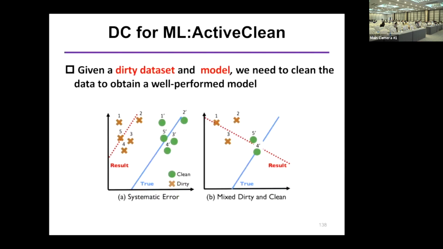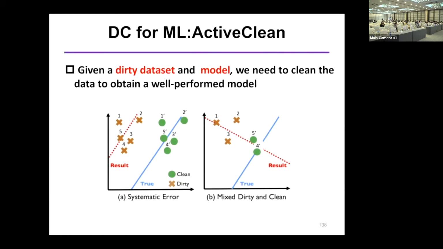Then let's see a concrete method about data cleaning for machine learning. First, ActiveClean. It first justifies whether we need to clean the data to obtain a well-performed model. So from figure E, this cross denotes the dirty data. There are 5 data objects, and the green ones are the clean versions of these crosses. So we can see that the two models we train are so different. So this figure shows that cleaning is necessary for the machine learning task.